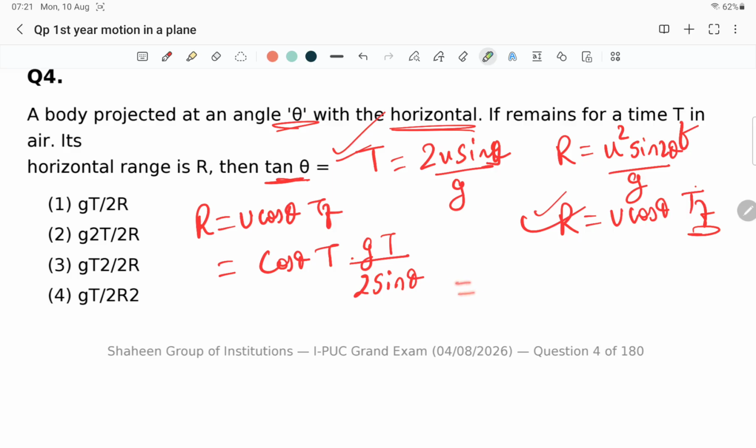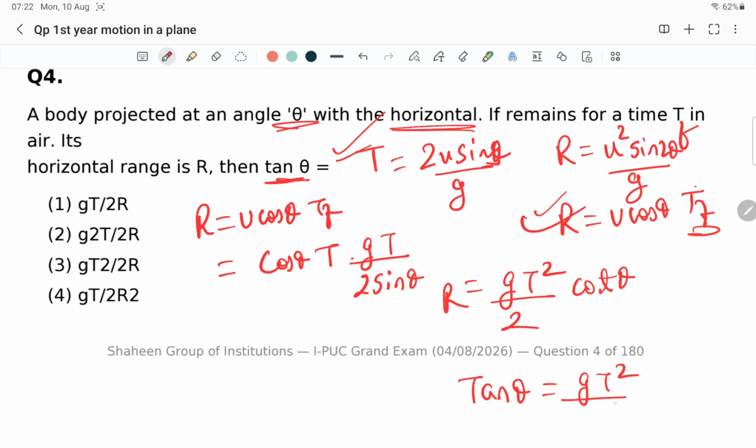Okay, so what do you get? gT square by 2 times cos by sine, that is cot theta, you got. And this is R. So from this I wanted tan theta. So tan theta is the reciprocal of cot. So this goes down, and it becomes gT square by 2 times R. So tan theta equals gT square by 2R.